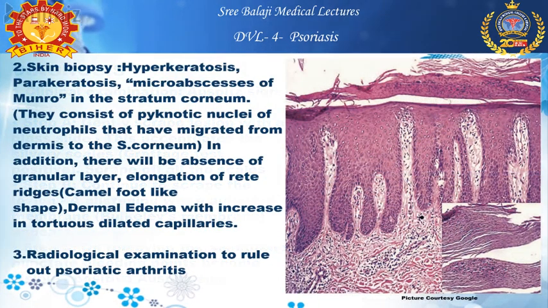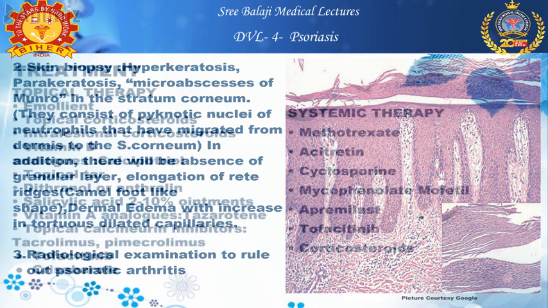A histopathology can be done to confirm the clinical diagnosis, which reveals hyperkeratosis, parakeratosis, decreased or absent granular layer, acanthosis, regular elongation of the rete ridges, and sometimes the distal portion of the rete ridges may get fused, resulting in the appearance of a camel foot. There can be dilatation of the dermal papillary capillaries and formation of Munro's microabscesses, which is a collection of neutrophils in the stratum corneum. As I've already mentioned, psoriasis can affect the skin and the small joints, so radiological examination can be done to rule out psoriatic arthritis.